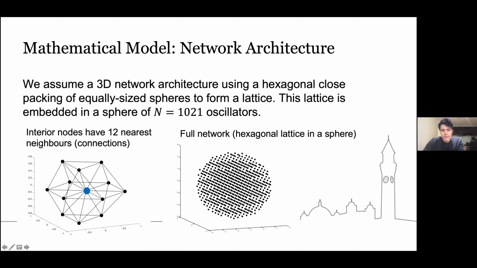And then an example of a full network can be seen on the bottom right. It just forms a sort of sphere. So we embed the hexagonal lattice within a sphere of about 1,000 oscillators, which is the order of magnitude of a pancreatic islet.